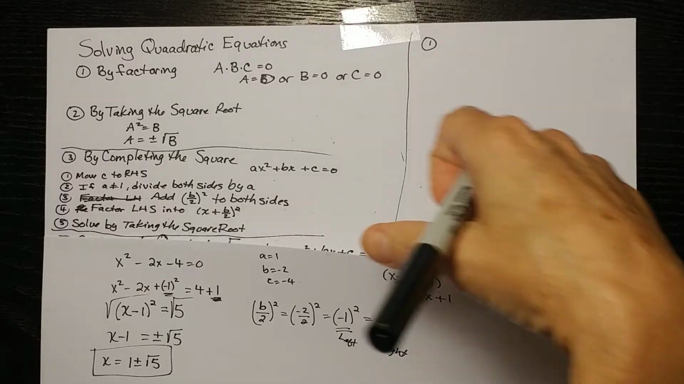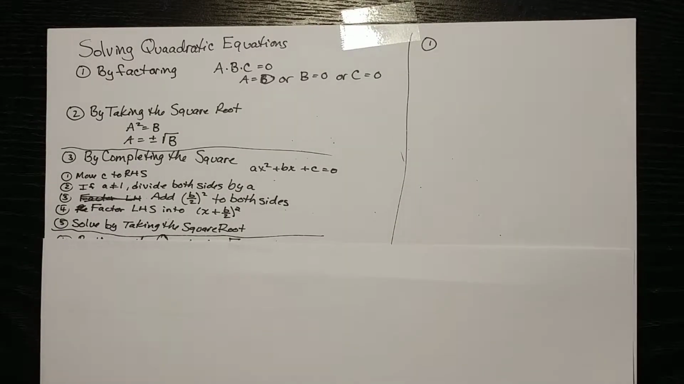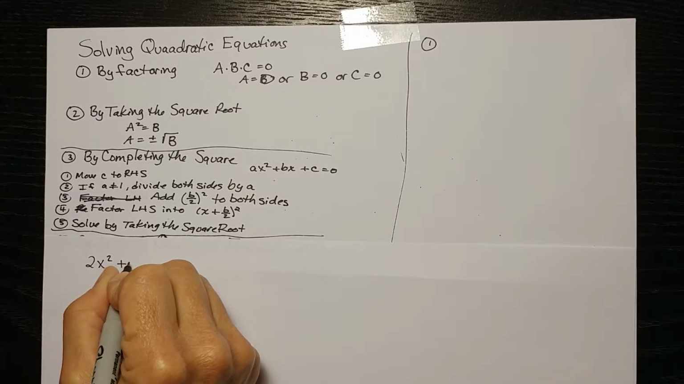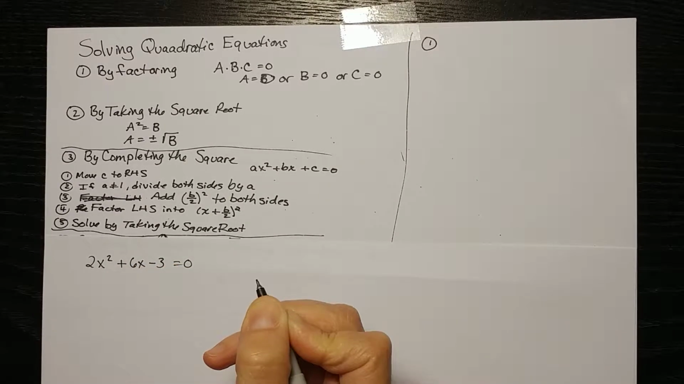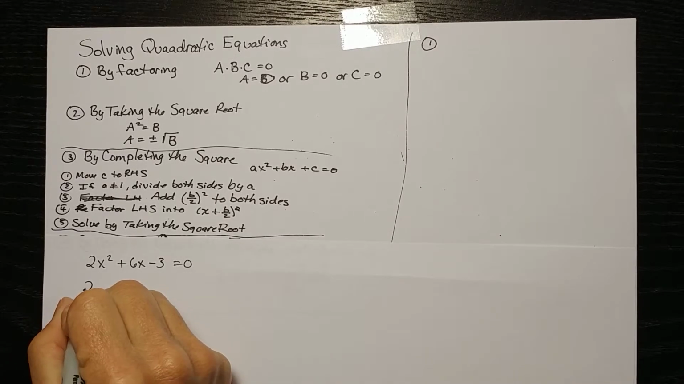Okay, here is another example of completing the square. Let's have a look at this. What if they give me something like this? 2x squared plus 6x minus 3 equals 0. So right now a is 2, b is 6, c is negative 3. The first step is to move c to the right-hand side. So I'm going to move 3 over. I'm going to add 3 to both sides.